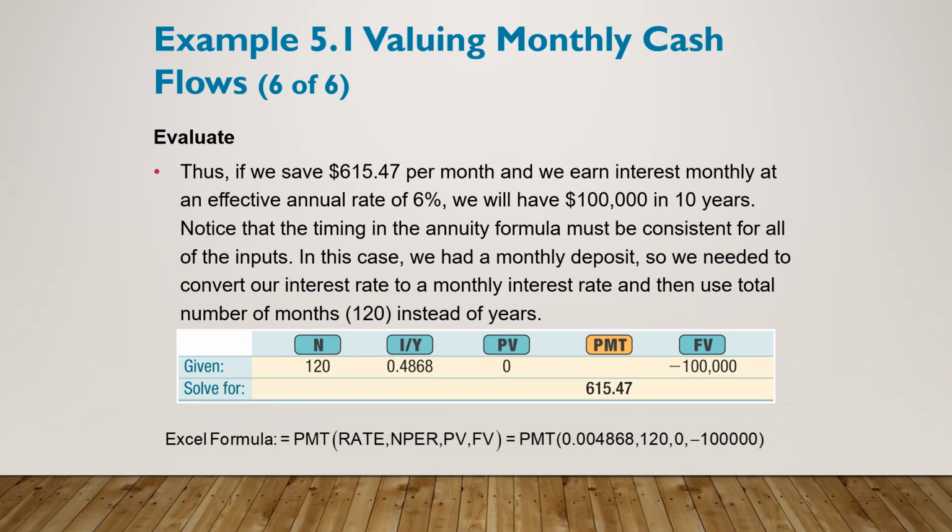10 years. Notice that the timing in the annuity formula must be consistent for all of the inputs. In this case, we had a monthly deposit, so we needed to convert our interest rate to a monthly interest rate and then use total number of months, 120, instead of years. And then you have the Excel formula at the bottom of the slide.